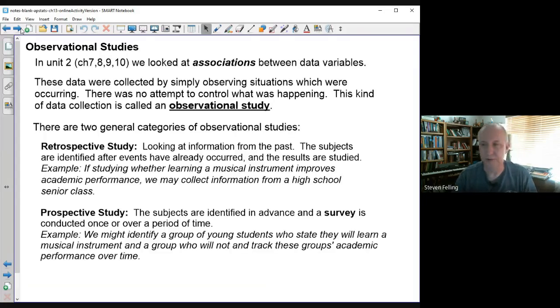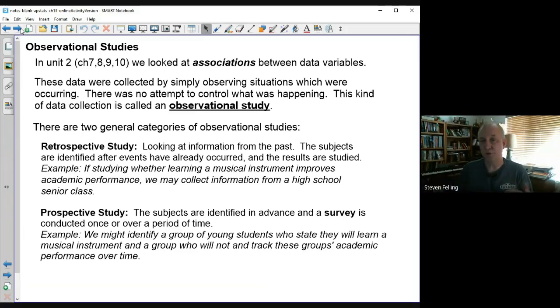So let's first talk about observational studies. In Unit 2, we looked at associations between data variables, right? These data were collected simply by observing situations that were occurring, and there wasn't really any attempt to control what was happening. When we don't try to control what's happening, we just observe what's happening, then that's called an observational study. And there are two general categories of them. One's called a retrospective study, and the other's a prospective study.